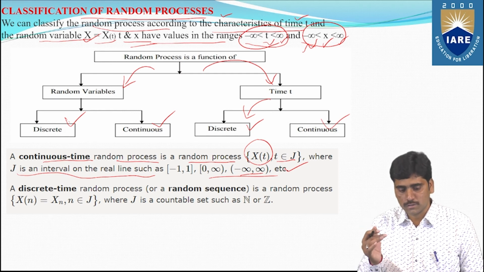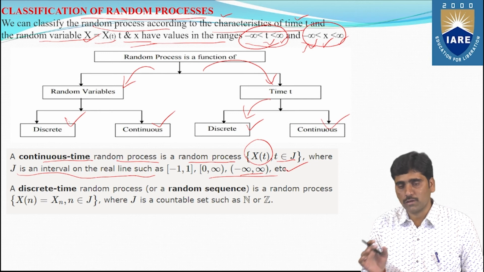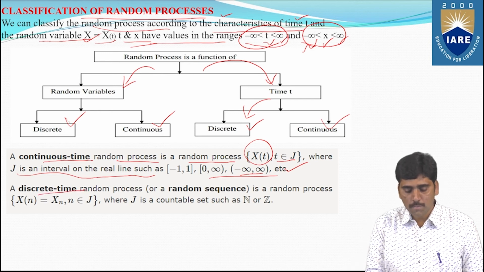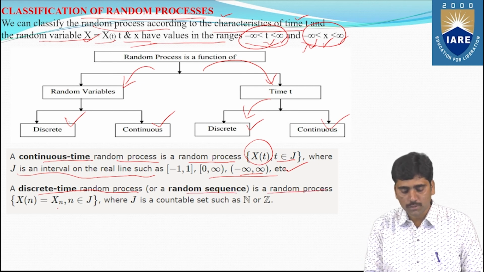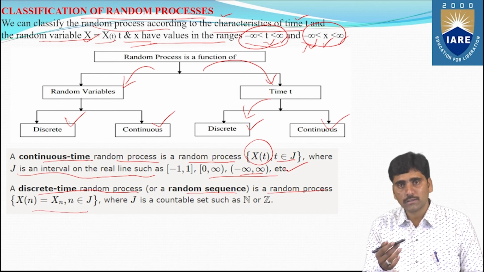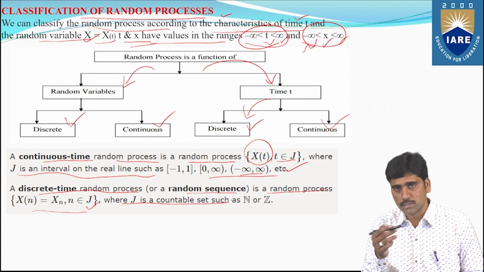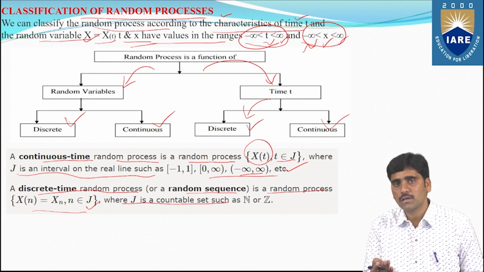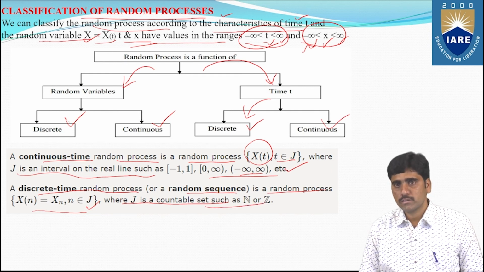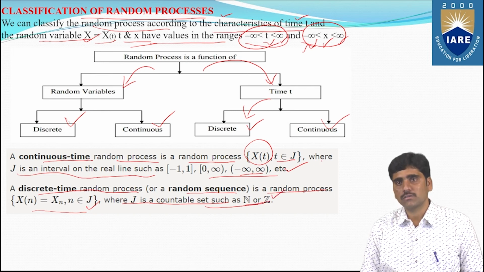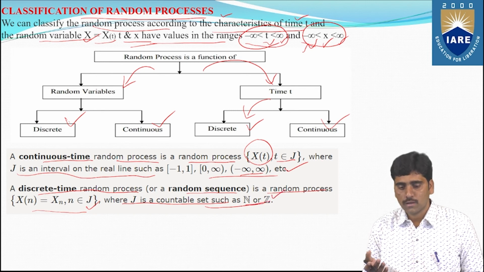We can measure the range of the values. But the discrete time random process is a random sequence, a random process where x of n equals x n, n belongs to J, where J is a countable set. So we can count the number of elements. Such as N or Z. N or Z is nothing but the integers, so we can count them.